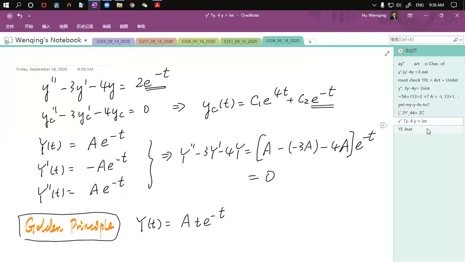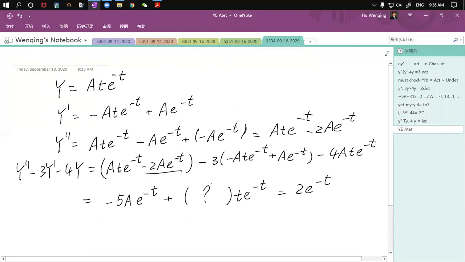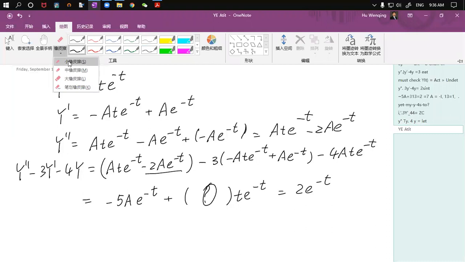The mysterious thing here is that if the calculation is all correct, then you must reach 0 here, because you never have such a term t e power minus t on the right. But it might happen that your calculation has errors, so we have to double check. And how do we double check this?